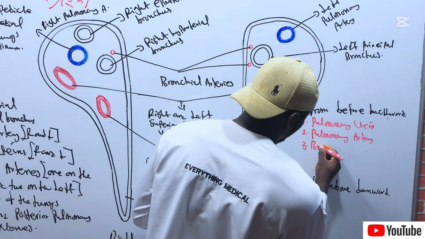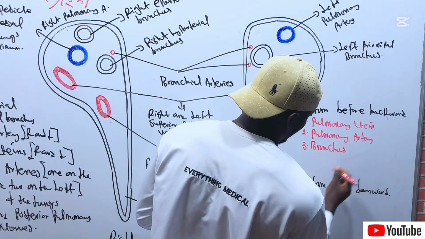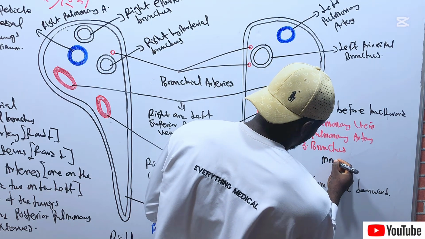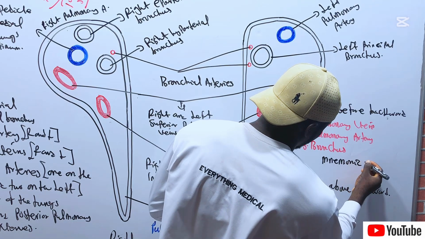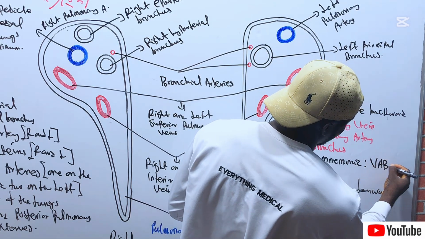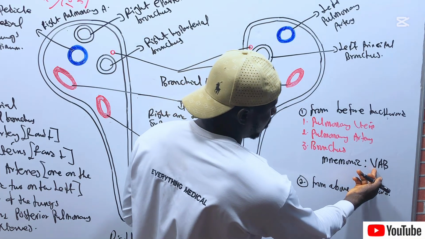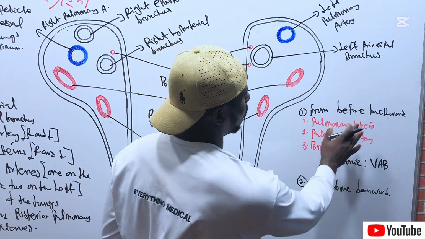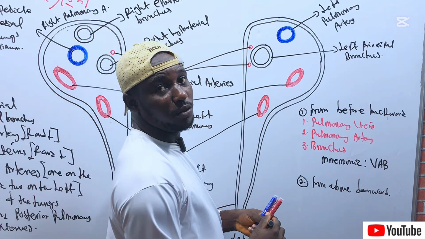So we have the bronchus. Now it has a mnemonic. Remember it. The mnemonic to remember it is VAB: the pulmonary vein, pulmonary artery, and the bronchus. That is the component that forms, from before backward, the root of the lungs.